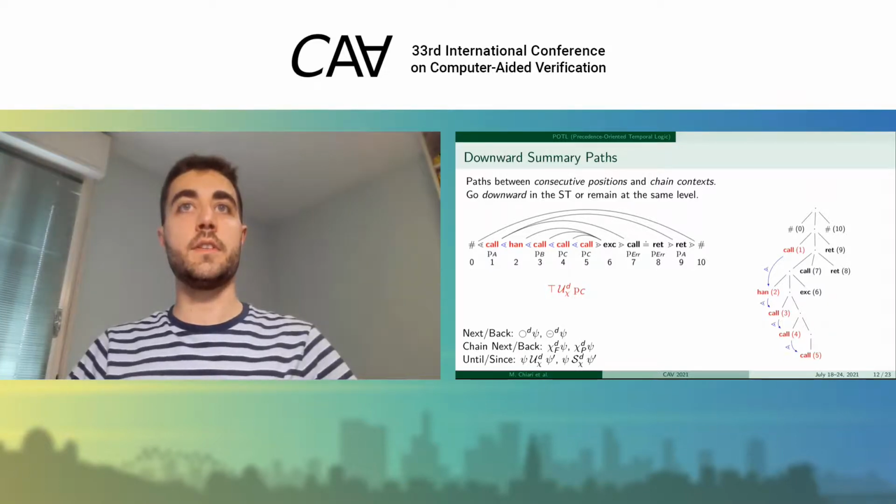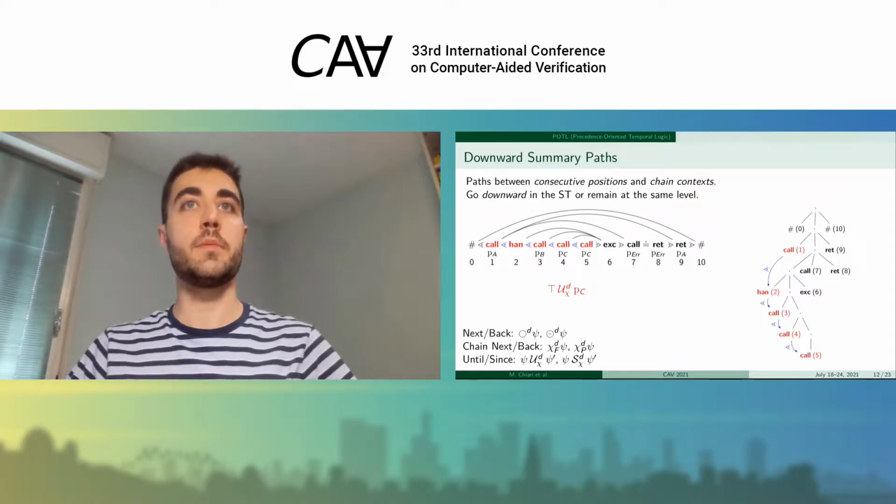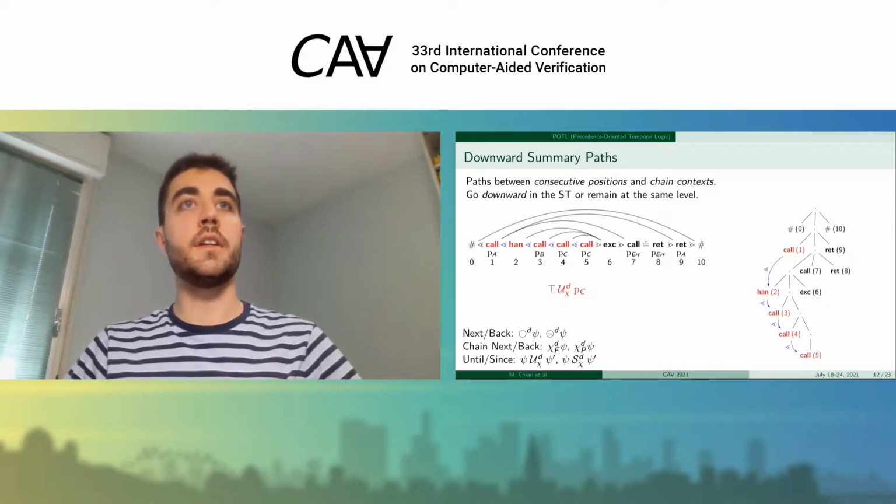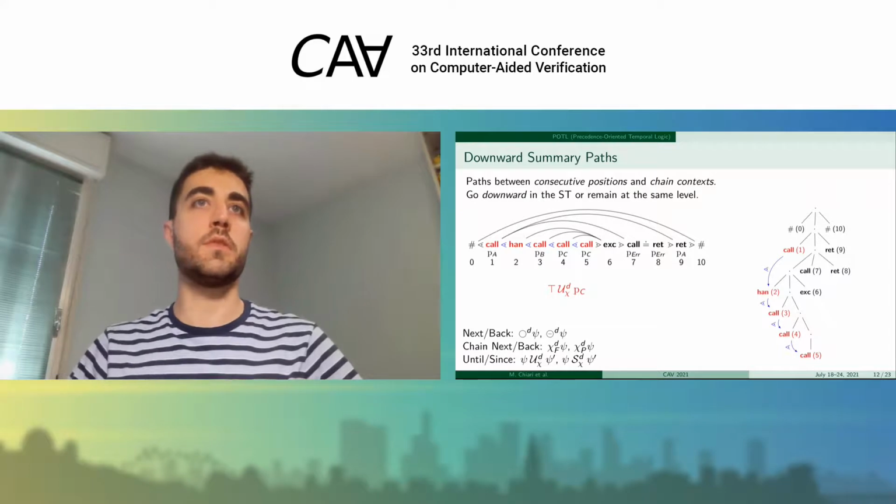And notice that while we go down in the syntax tree, we are also going up in the program stack. So if you consider the state of the program stack in position 5, you can see that there is a call to PA at the bottom, and then the handler that it installs, and then 3 more calls, 1 to PB and 2 to PC.